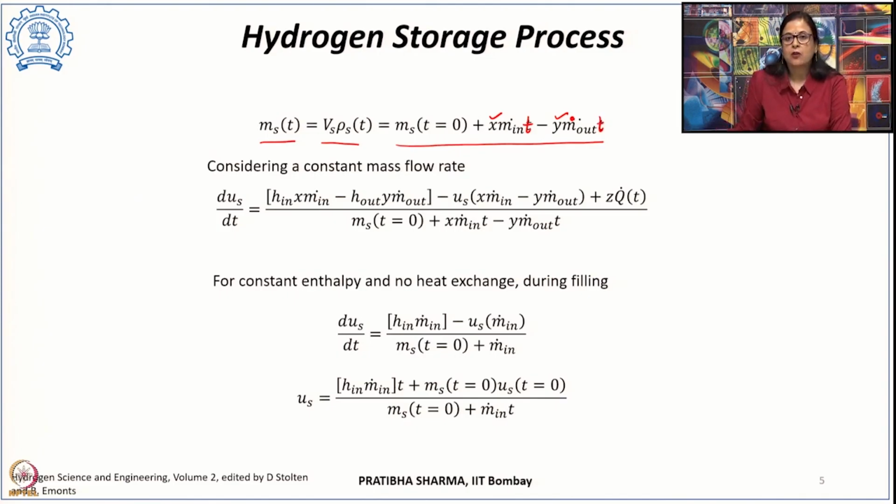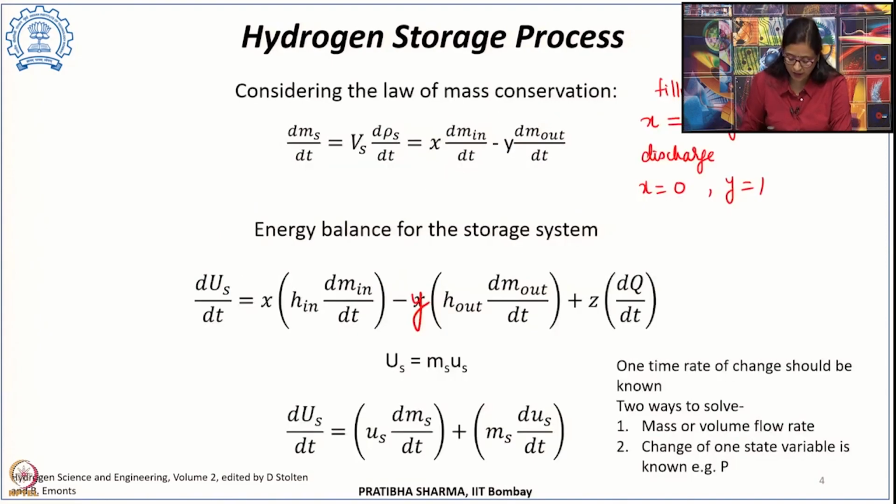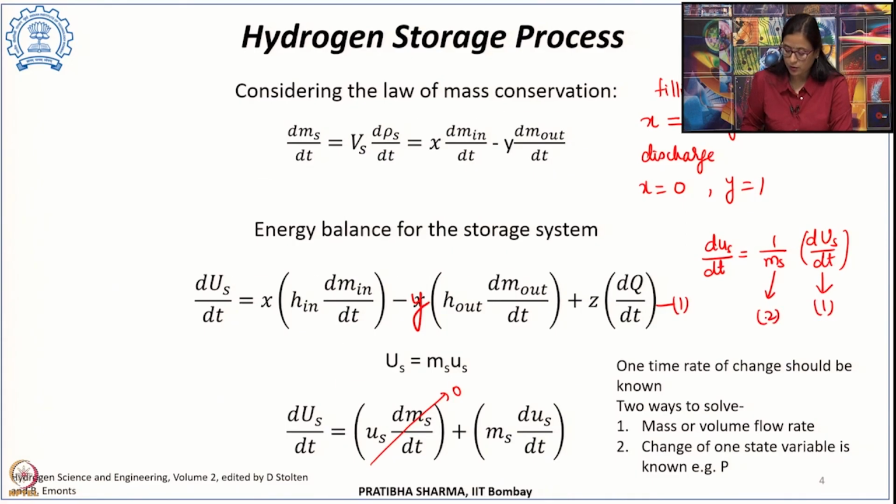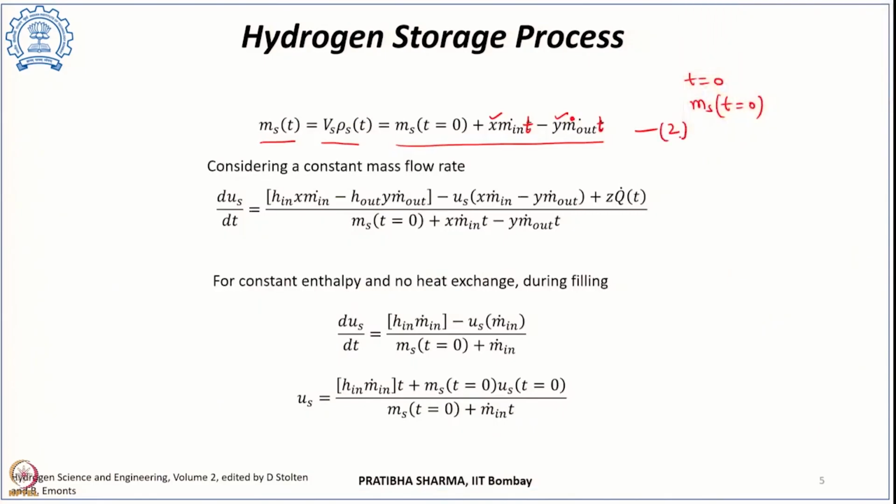Now, if we consider a constant mass flow rate in the earlier equation, this term will turn out to be 0, and we can calculate the time rate of change of the specific internal energy as 1 upon ms times d capital US upon dt. Now, this d capital US upon dt can be obtained from the first equation, and this ms can be obtained from equation number 2.